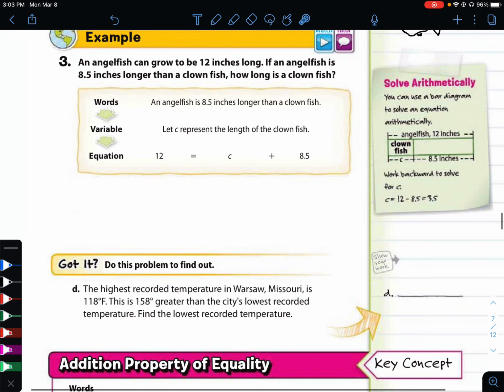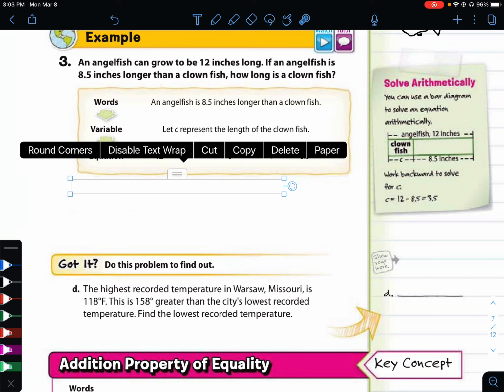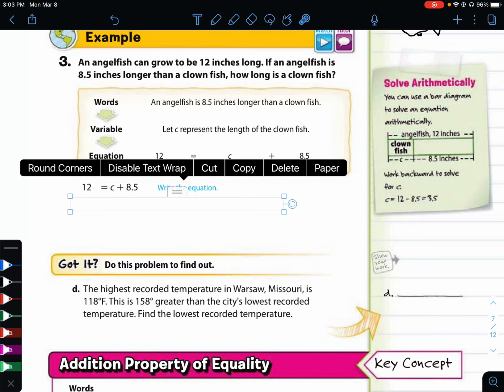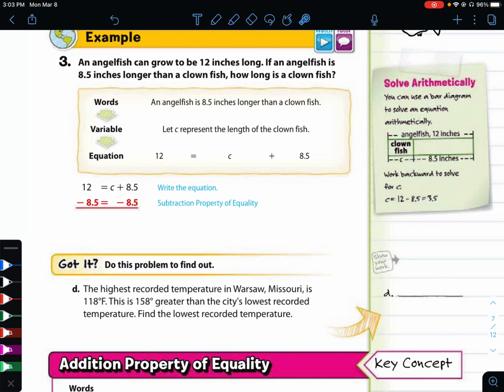So for us to be able to solve this, we need to solve for C. Therefore, we need to isolate C. We need to undo 8.5. In order to do that, first copy down the equation, and then we use the subtraction property of equality by subtracting 8.5 from both sides of our equation.